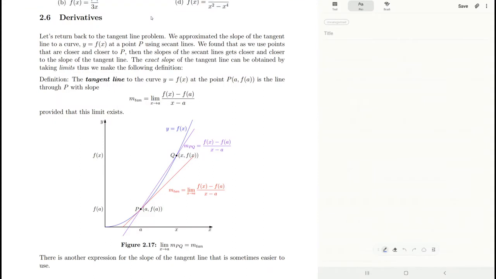Hello everyone, welcome back. In this video, we're going to return back to the tangent line problem, which was finding the equation of a tangent line to a curve at a particular point.